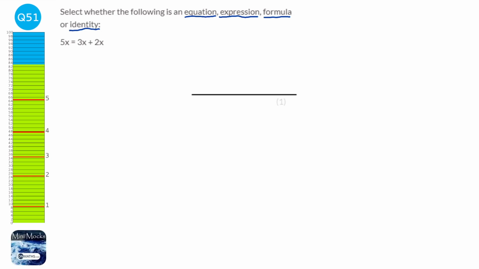And actually, this is true for all values of x. And the reason it's true for all values of x is we know that 3x plus 2x, this right-hand side here, equals 5x. They're the same thing.